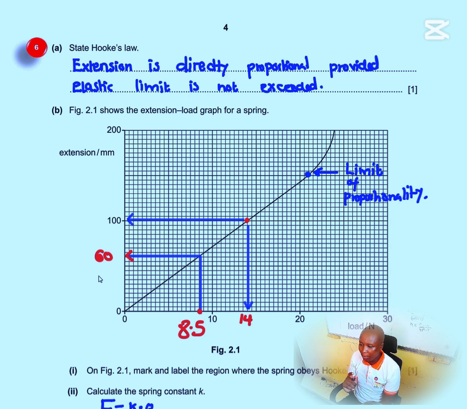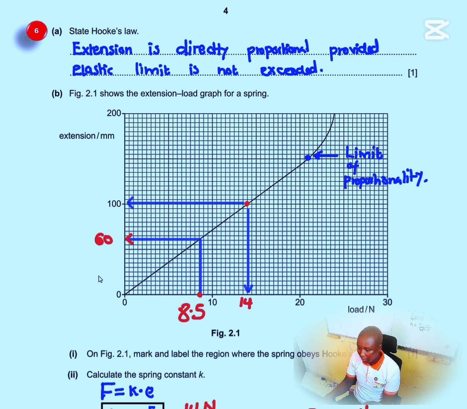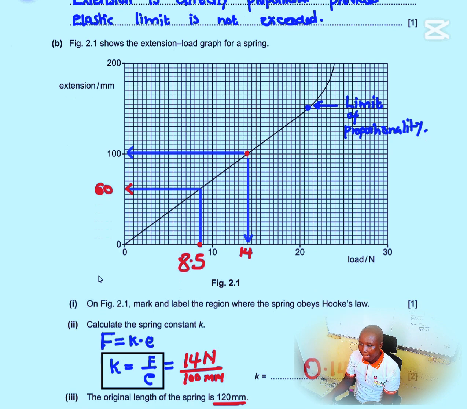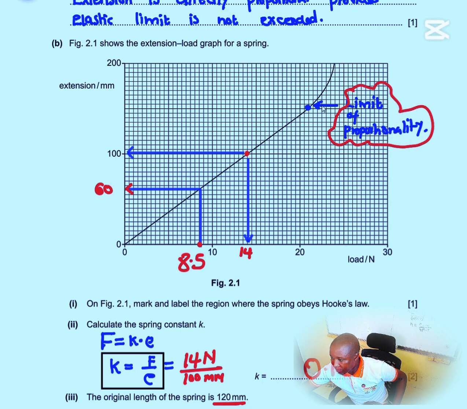And the way you can understand this also is that we have a limit of proportionality at this particular point. The point where the graph stops being straight, that's called the limit of proportionality. Up to that point, extension is proportional to the force applied or the load, up to the limit of proportionality.